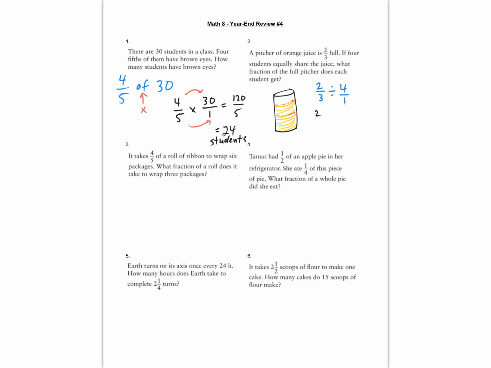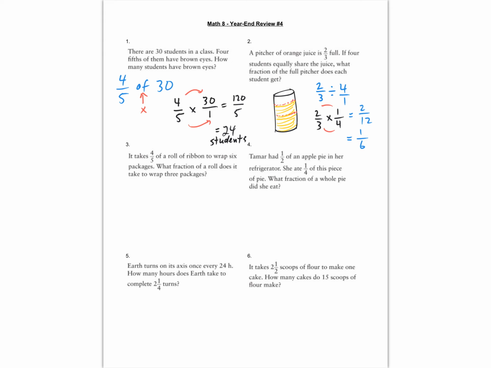So it becomes 2/3, that one stays the same, but we multiply it by that one flipped. Okay, and now we just have simple top by top, bottom by bottom, and we get 2/12. And in lowest terms, 1/6. So they would each get 1/6 of the full pitcher of juice if 4 of them split 2/3. Okay, they each get 1/6.